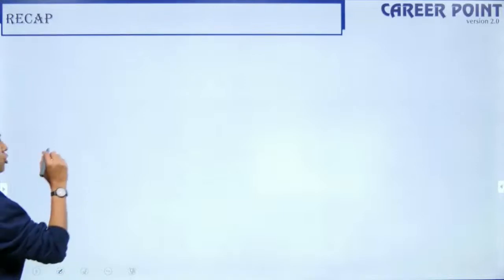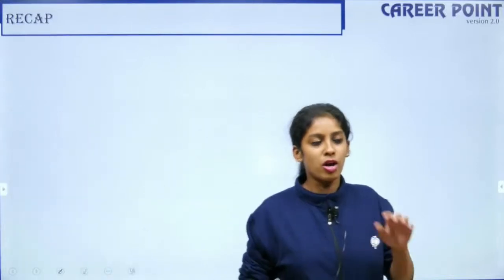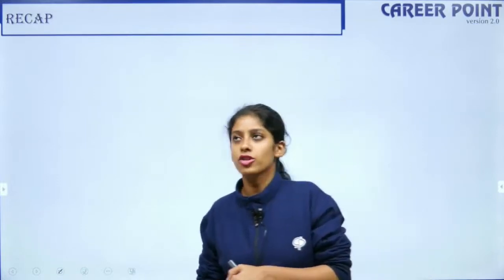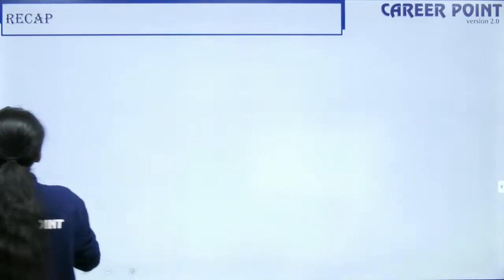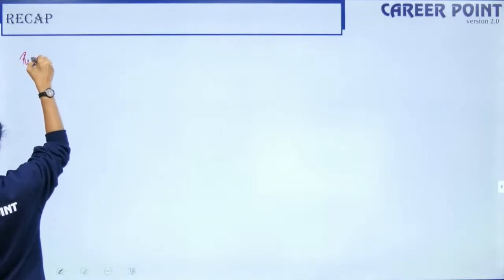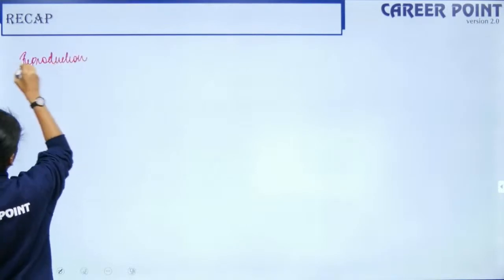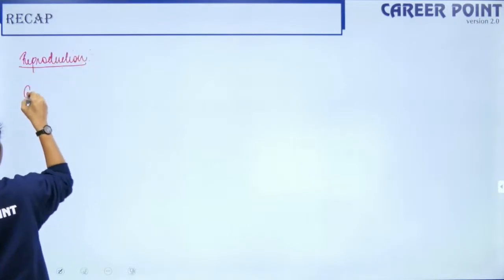I will start from the stages of reproduction and go directly to fertilization. I'm not talking about gametogenesis or the structure. How does the process of reproduction take place? Reproduction has 7 steps. The first step is gametogenesis.